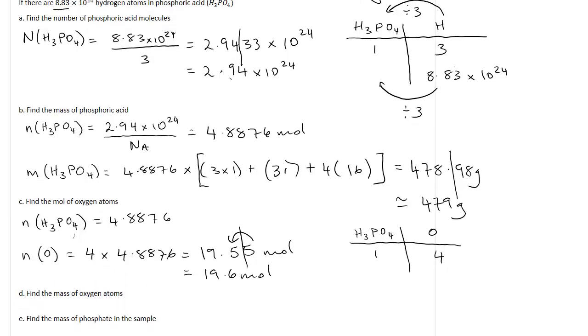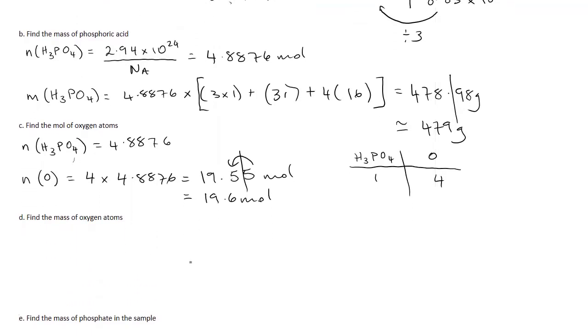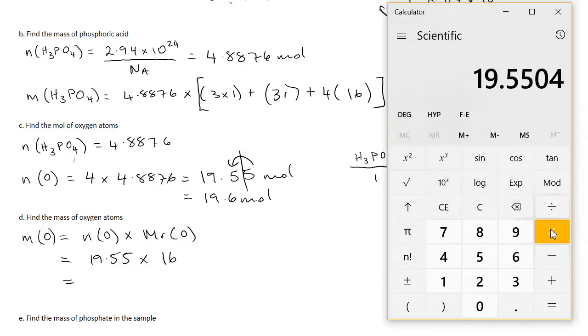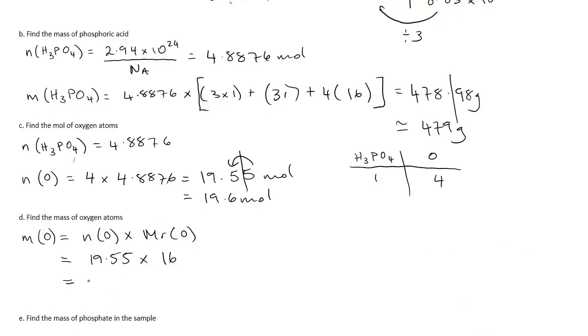Find the mass of oxygen atoms. Okay, so this is going around in circles. To find the mass of oxygen atoms, you have to use the mole of oxygen atoms and times it by the molar mass of oxygen. So we just figured out the mole of oxygen. Use a more accurate answer, times it by the molar mass of oxygen, which is 16. And then you can figure out, so 312.806. Which is approximately equal to 313 grams. Alright. So that's that one.